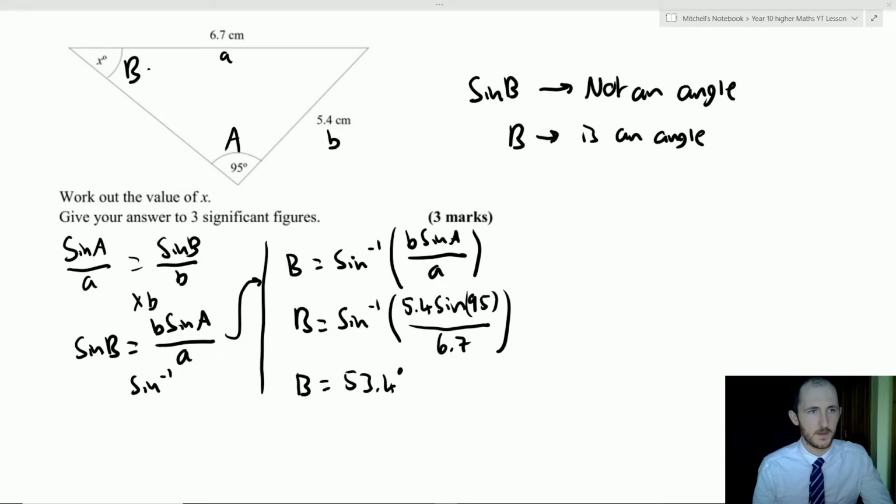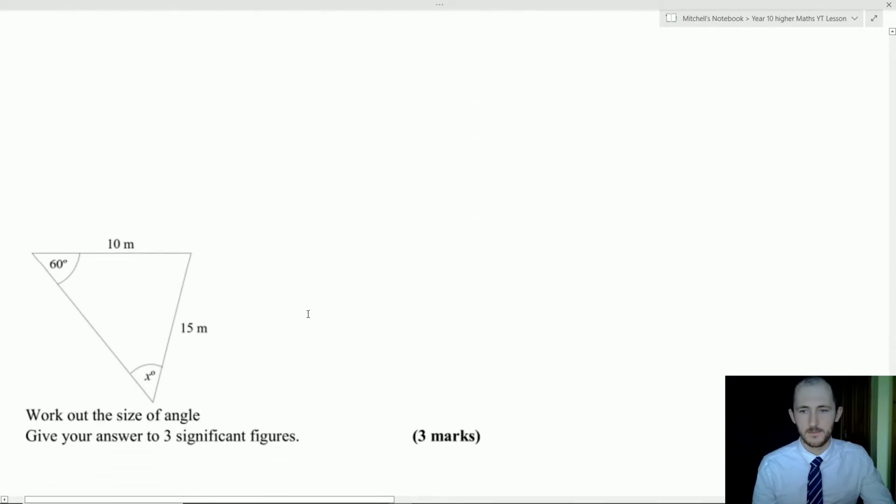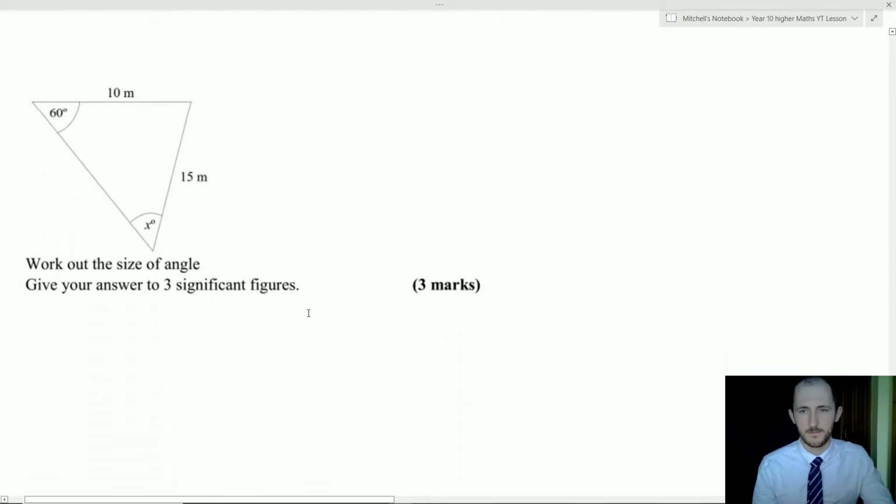And I hope that that was not too shabby. It's not too bad once you get the hang of it, I promise. And again, I'm going to write 3 significant figures, just to make it seem okay. So guess what we're doing now? We're doing the exact same thing again.